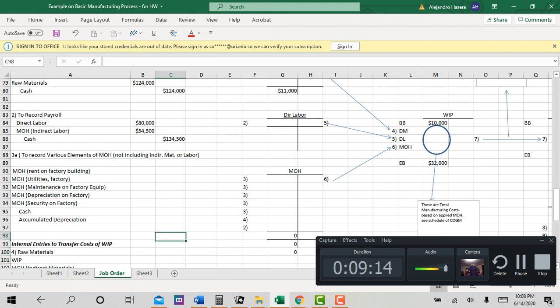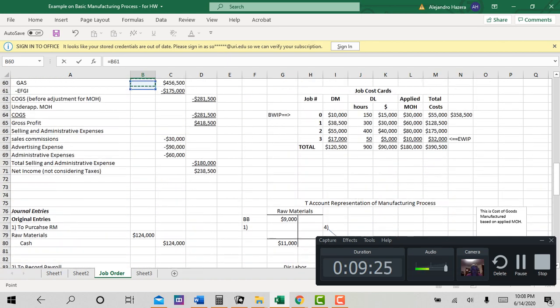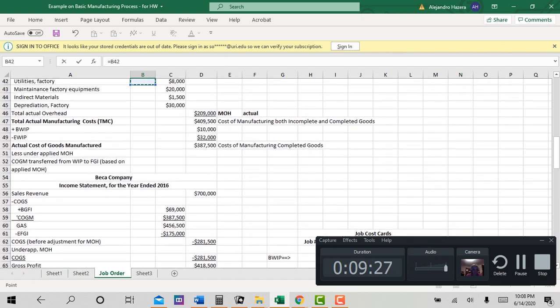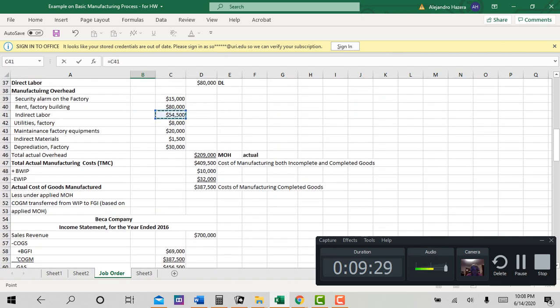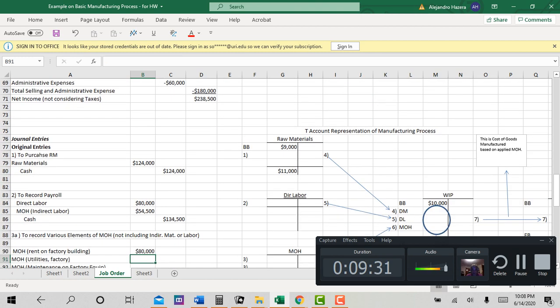Okay, now your manufacturing overhead, and this is your actual manufacturing overhead. Let's get all the costs in here first. First, you've got rent on the factory building. Going up to the statement of cost of goods manufactured, you've got rent on the factory building of 80,000. They're not necessarily in order by volume.